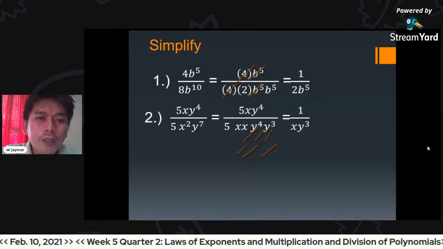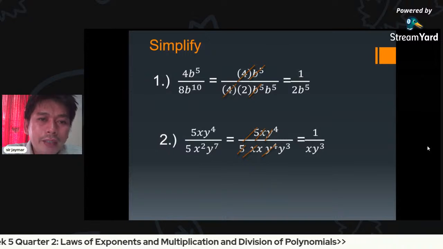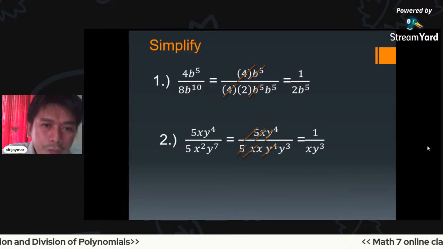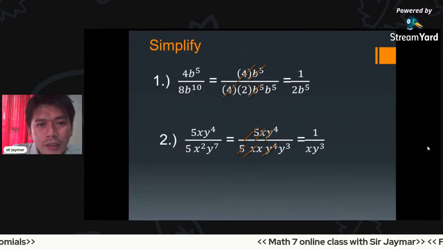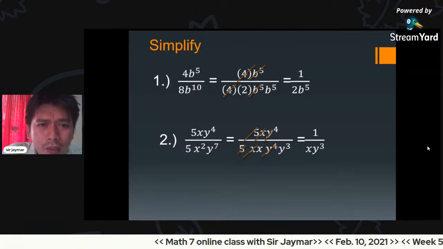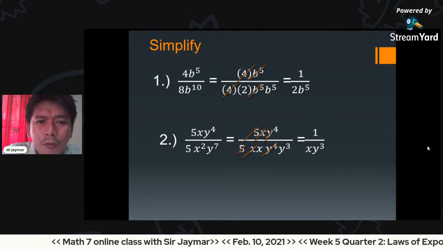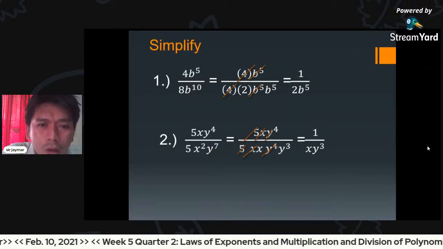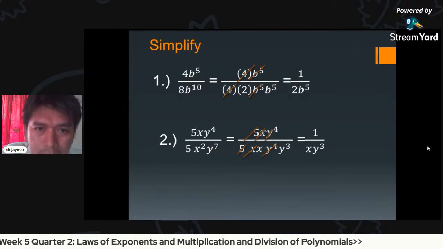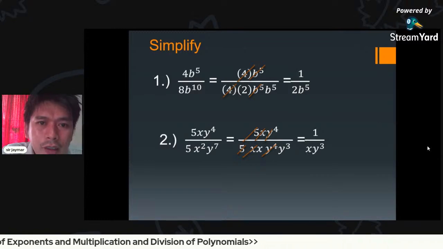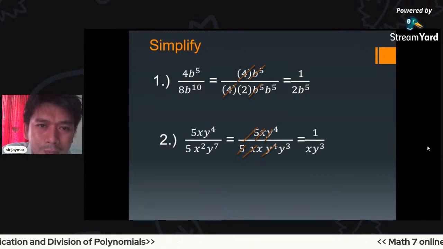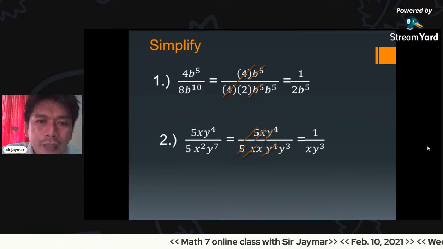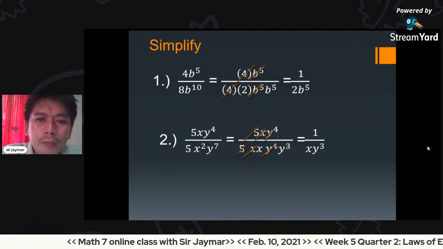So in number 1, 4b raised to 5 divided by 8b raised to 10. From the denominator of the expression, you have to factor 8 so that you can cancel 4. So 8 factored becomes 4 times 2. So cancel the same number 4, and cancel all the variable b. So there's no b remaining in the numerator, but there are 5 remaining b's in the denominator. So the answer is 1 over 2 times b raised to 5. So 1 over 2b raised to 5.